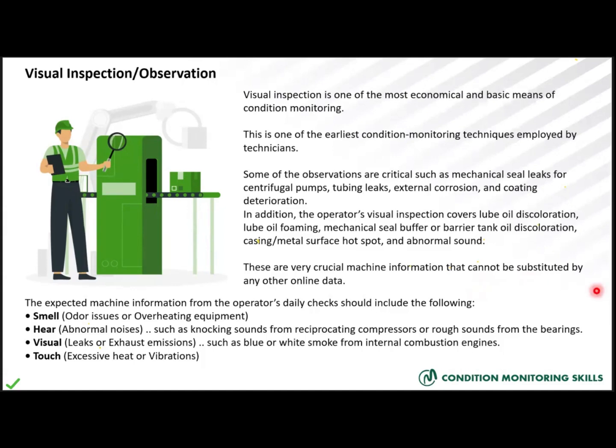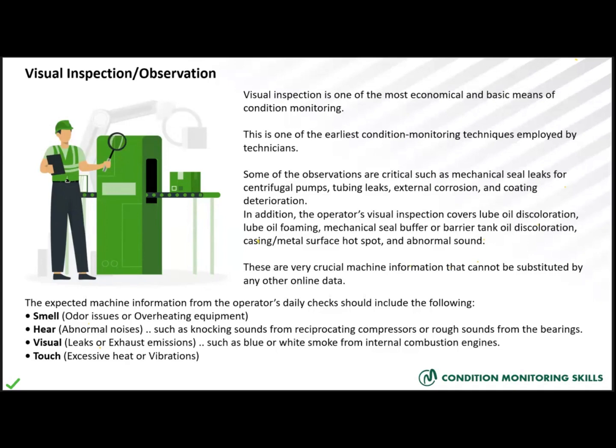These observations are critical, such as mechanical seal leaks or tubing leaks or external corrosion or coating deterioration and so on. In addition, the operator visual inspection covers the lubricating oil color, the lubricating oil foaming, mechanical seal buffer, casing surface hot spots or high temperature, any abnormal sound. So he is using all his senses to do so.